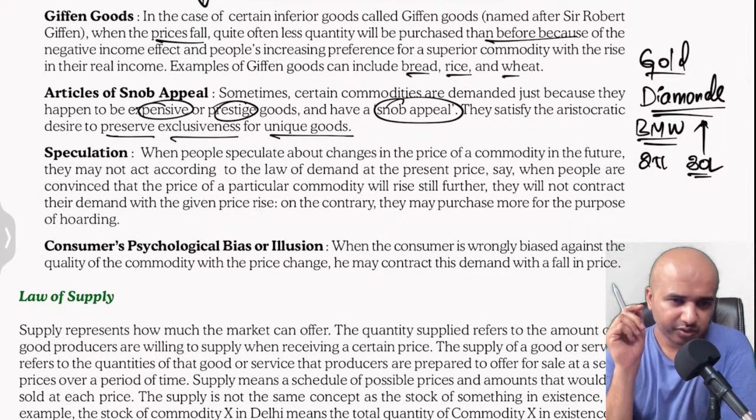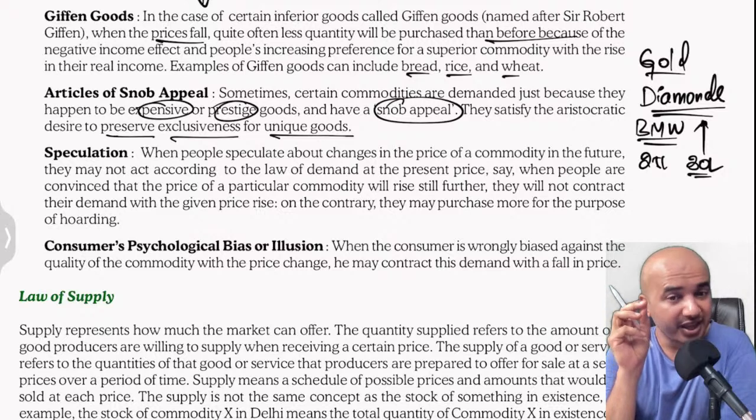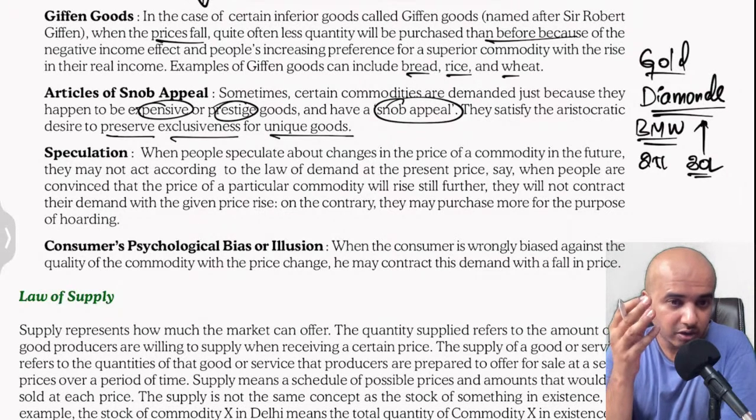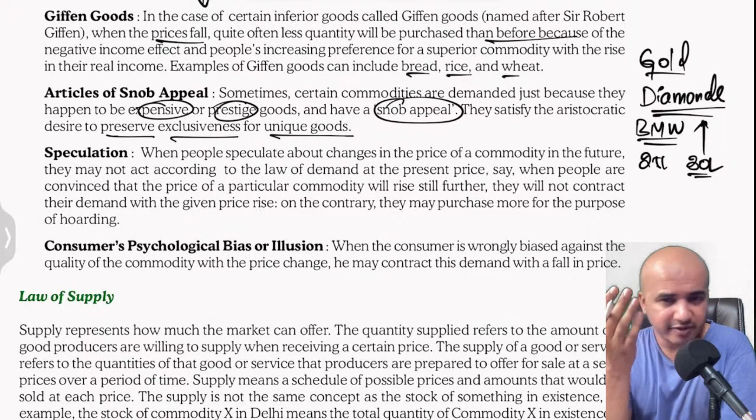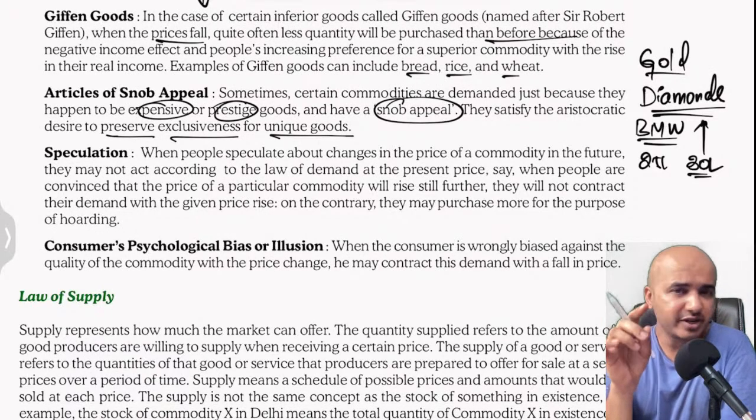Speculation. This is interesting actually. When people speculate about changes in the price of a commodity in future, they may not act according to the law of demand at the present price. So I already gave an example of Intel. I'm not so sure if it is Intel.